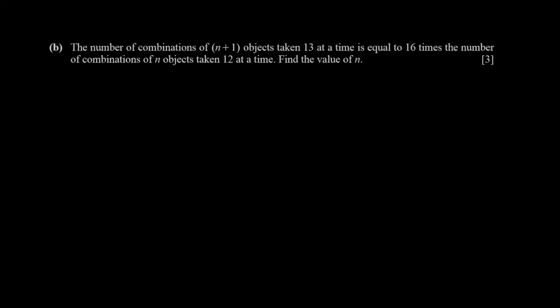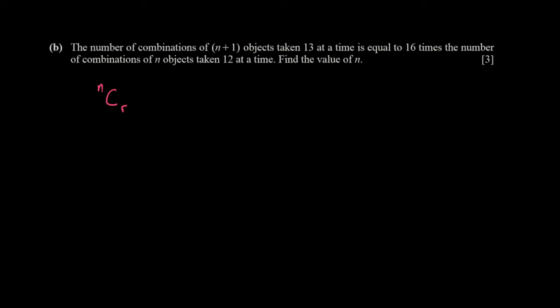Okay. All right. Part B. This one's quite tricky. The number of combinations of n plus 1 objects taken 13 at a time is equal to 16 times the number of combinations of n objects taken 12 at a time. Right. Now, you need to know one thing. What does nCr represent? It represents the number of ways you can take r objects from n objects. So, for example, 10C3 represents the number of ways you can take 3 objects from 10.